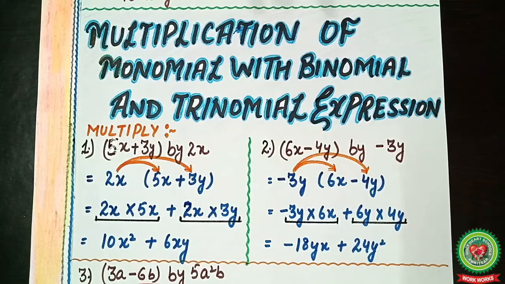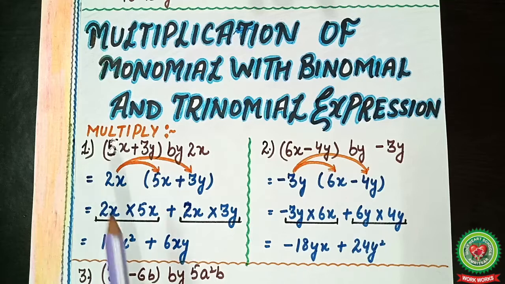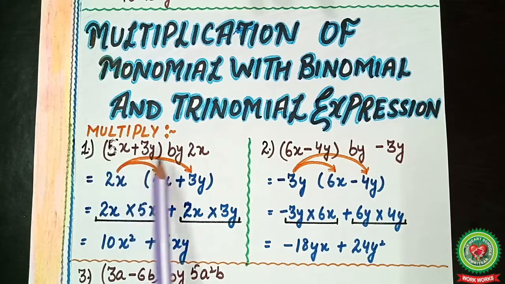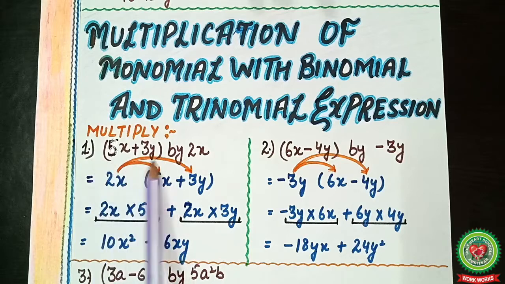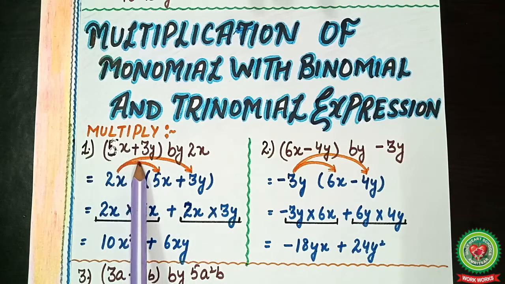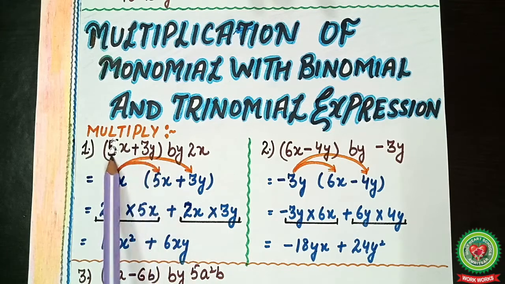So here is the multiplication of monomial with binomial and trinomial expressions. Here we will take the first example. You can see that the statement is: multiply 5x plus 3y by 2x. Now you can recognize which type of expression this is. Yes, this is a binomial expression. Why binomial? Because it contains two terms.